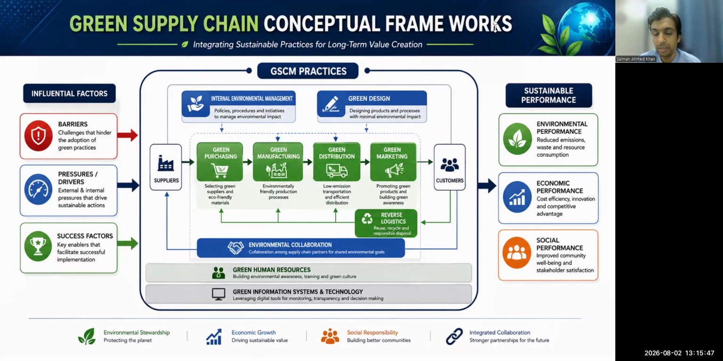When your customers use the product and the particular life cycle is finished, it is reversed, sent back to the companies to reuse and recycle the raw material and generate the product again. Now, what does it impact further in the company's sustainable performance? In terms of environmental performance, you reduce emissions, waste, and resource consumption. You get good sales, cost efficiency, innovations, and competitive advantage over your competitors. Social performance means a clean and sustainable environment, which has a good health impact on human beings.